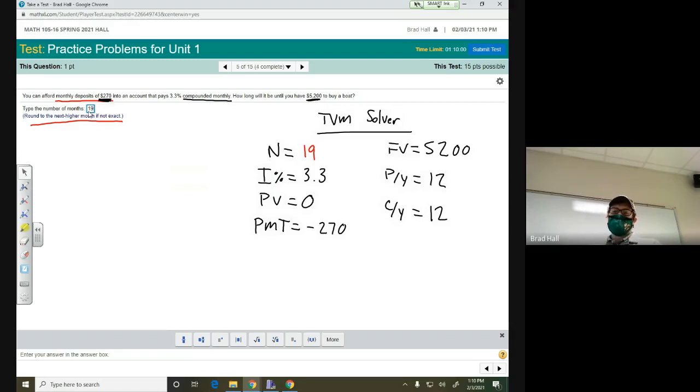So the TVM solver problems should be pretty nice. There's really no algebra to it much at all, unless there's some down payment, which has a little bit of computation to it. But other than that, does anyone have any questions before we move on?